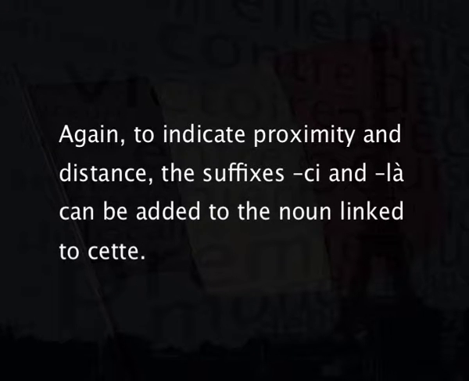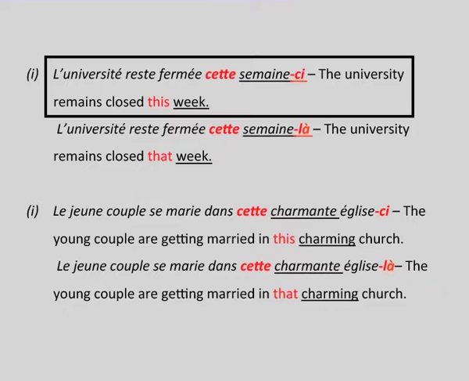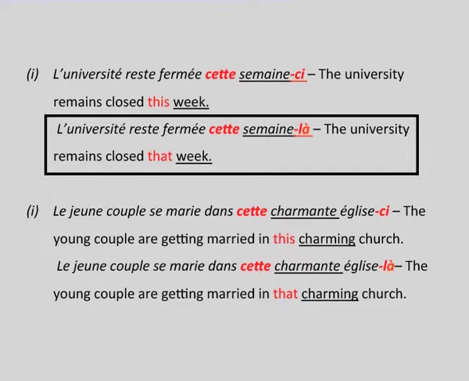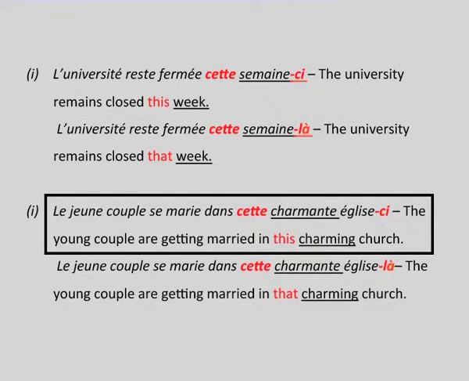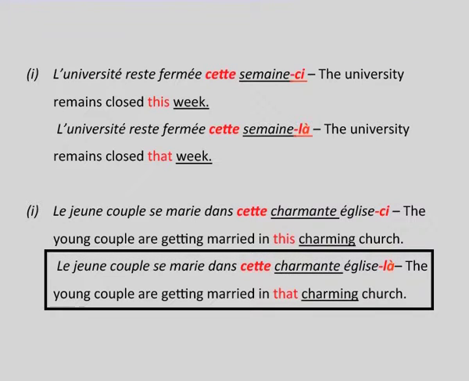Again, to indicate proximity or distance, the suffixes ci and là can be added to the noun linked to cette. L'université reste fermée cette semaine-ci. The university remains closed this week. L'université reste fermée cette semaine-là. The university remains closed that week. Le jeune couple se marie dans cette charmante église-ci. The young couple are getting married in this charming church. Le jeune couple se marie dans cette charmante église-là. The young couple are getting married in that charming church.